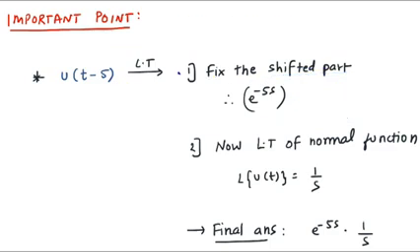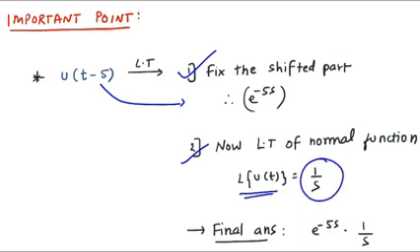I guess the first part is clear. Moving to the second part. Once the time is fixed, then you have to take the normal Laplace. So Laplace of u of t would be 1 over s. Multiply 1 and 2, the final answer would be e raised to minus 5s into 1 over s. So taking one more example, let's say if it was u of t plus 7, the Laplace of that would be, first I will take the shifted part, I will fix that, right?